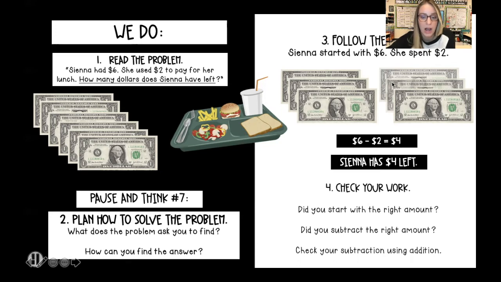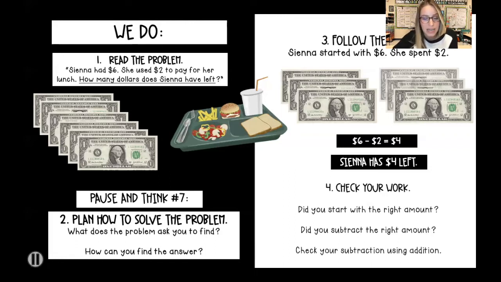So we're just going to count how many she has left. She has 1, 2, 3, 4. She has $4 left. So $6 minus $2 equals $4. Sienna has $4 left. So go back and check your work. Did you start with the right amount? We saw that she had $6. We did have $6 up here. Did we subtract the right amount? The problem says she used $2 to pay for her lunch, so we took away $2. And then check your subtraction using addition.